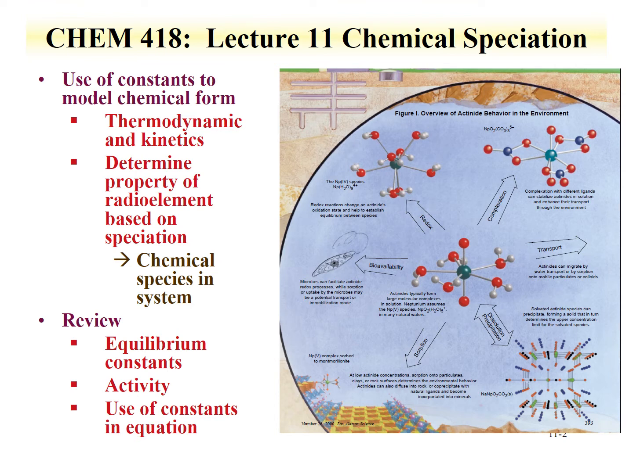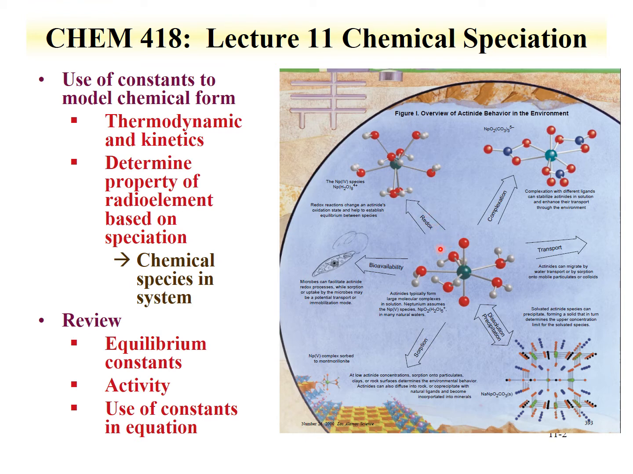As an example of that, here's a figure that shows an overview of actinide behavior in the environment. We see that there's a number of different neptunium species. We start off with a neptunium compound in the middle, so it's neptunyl. We'll discuss the chemistry of neptunyl in later lectures. But this neptunium is sitting in water. It's surrounded by 5 waters, and in this phase, it's mobile, it's soluble.